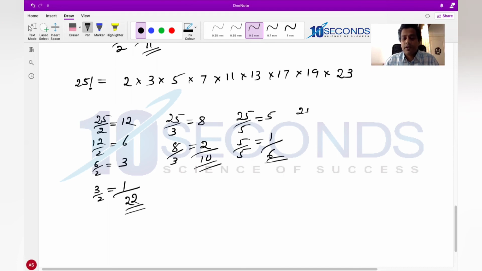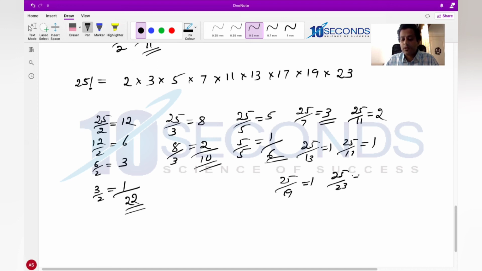Next, 25 divided by 7, 3, that's it. Next, 25 divided by 11, 2. 25 divided by 13, 1 obviously. 17 also 1 only. Then 19 also 1 only. And 23 also 1 only, isn't it? So this is 1, this is 1, this is 1, this is also 1. 11 is 2, 7 is 3, 5 is 6, 3 is 10, then 2 is 22.